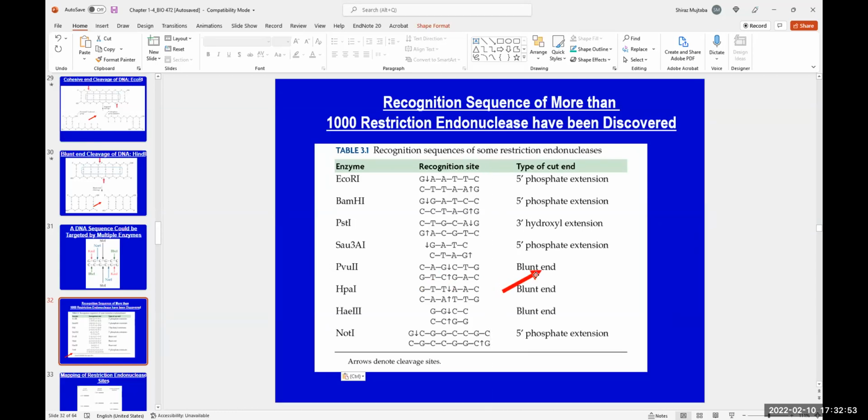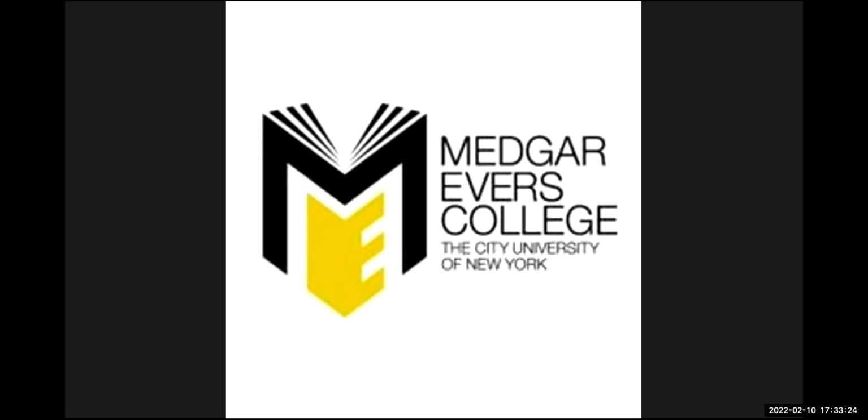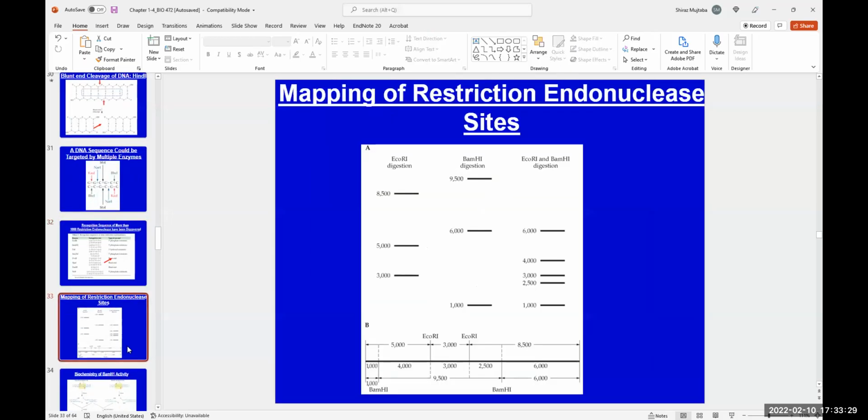So depending upon how the cut by restriction enzyme is done, if it is at a different point at different location, then it is asymmetric. If it is at the same, then it is blunt end. So that's about restriction enzyme. Now let's look at some of the properties of restriction enzyme.